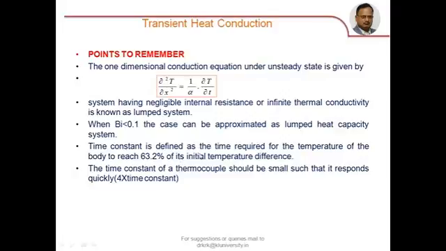The time constant can be calculated by using the formula rho VC by hA, and the time constant is denoted by t star. t star is equal to rho VC by hA. For any thermocouple junction, you can calculate the time constant using t star equals rho VC by hA. One time constant means the time required to reach 63.2% of the initial temperature difference.